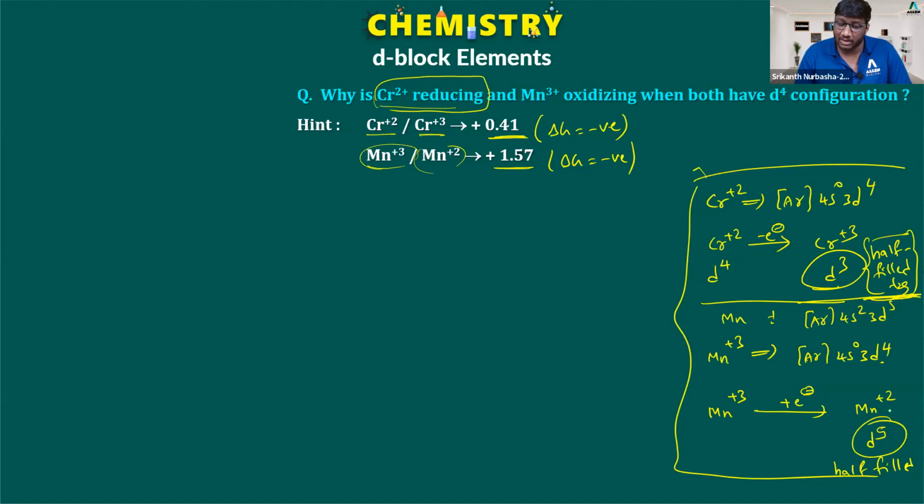If it gains an electron, it gets d5, so it is going to be half-filled. Because of these reasons, you can say Cr+2 acts as a reducing agent and Mn+3 acts as an oxidizing agent. Is that clear, students?